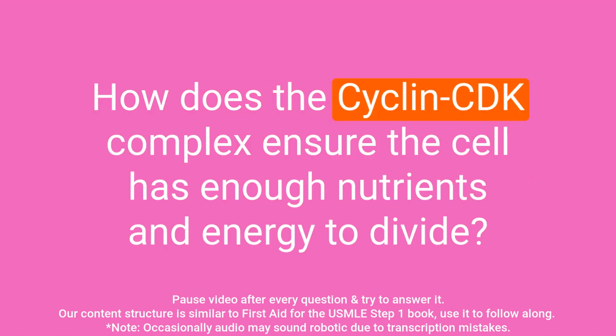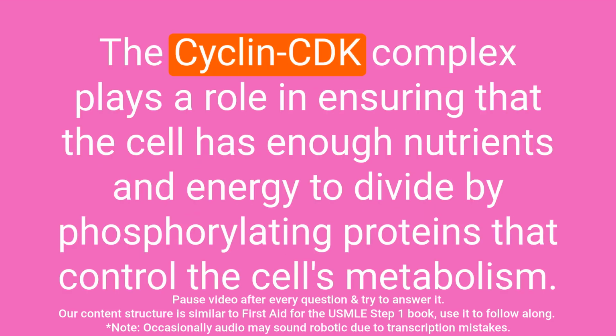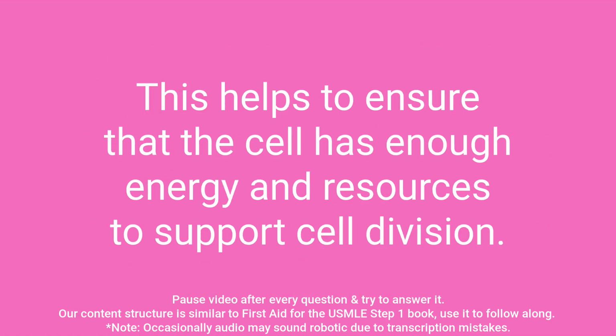Question: How does the Cyclin-CDK complex ensure the cell has enough nutrients and energy to divide? Answer: The Cyclin-CDK complex plays a role in ensuring that the cell has enough nutrients and energy to divide by phosphorylating proteins that control the cell's metabolism. This helps to ensure that the cell has enough energy and resources to support cell division.